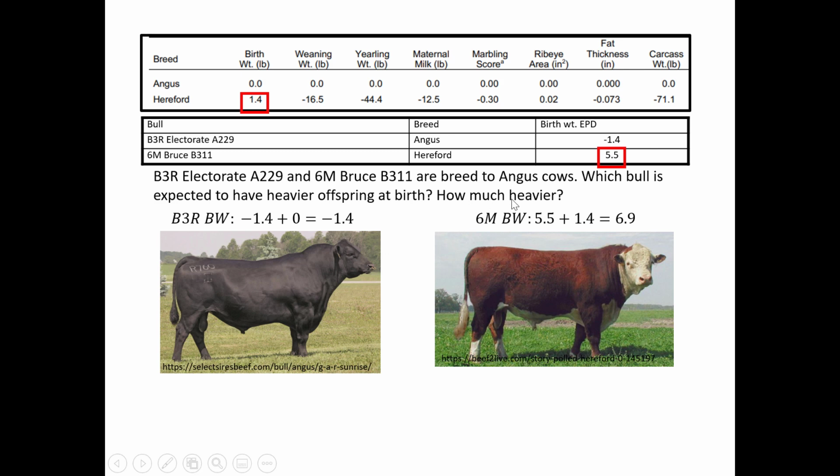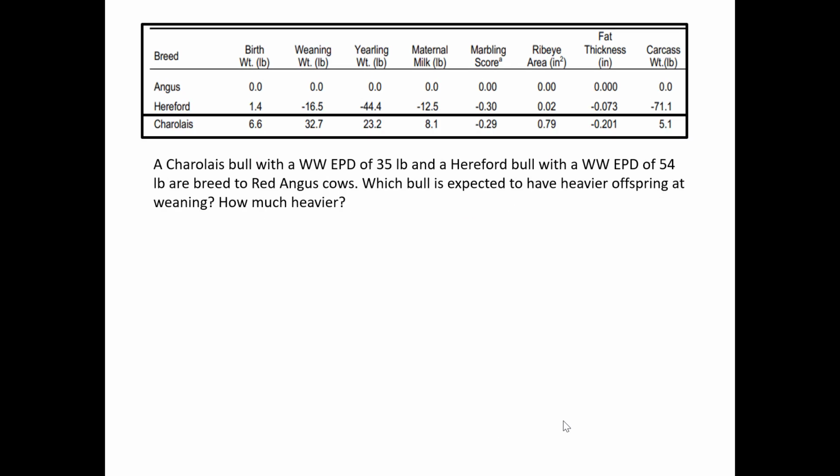To do the second part of the question, how much heavier, we just need to take the difference between them. So we'll do 6M minus B3R. 6M is 6.9 pounds minus a -1.4, so that becomes a plus, and we get 8.3. So the final answer for a question like this is 6M Bruce B311 by 8.3 pounds. And we'll do another example.